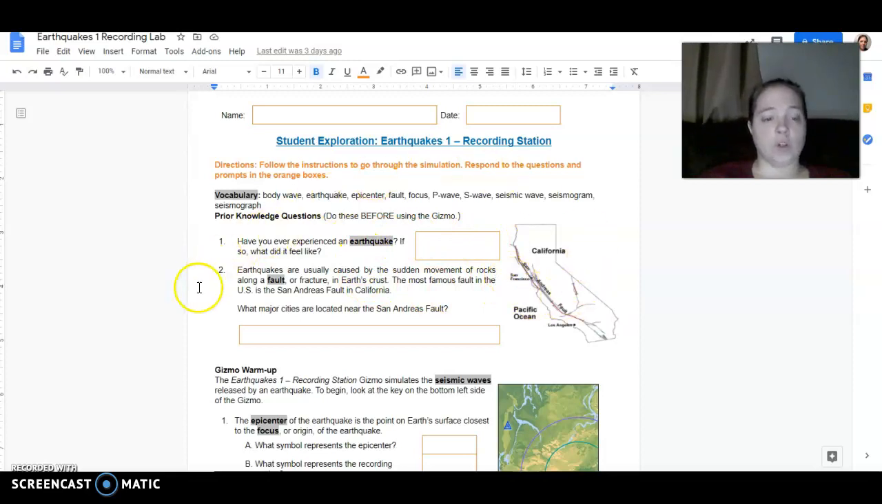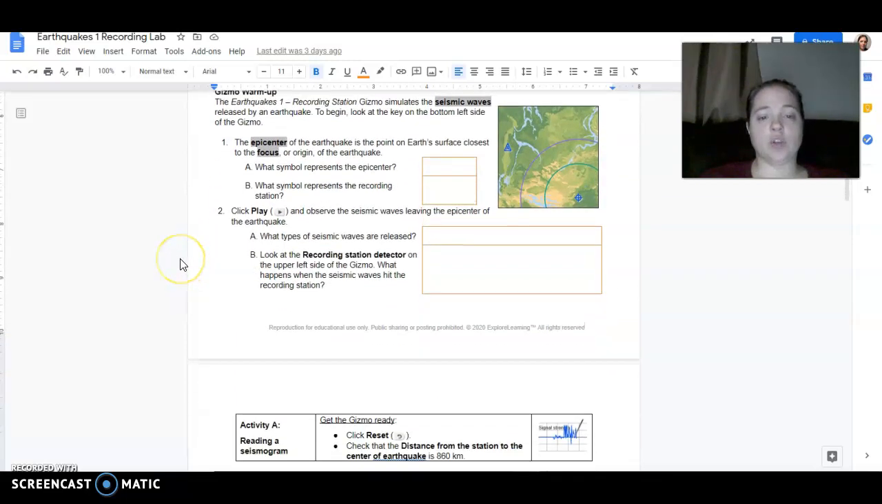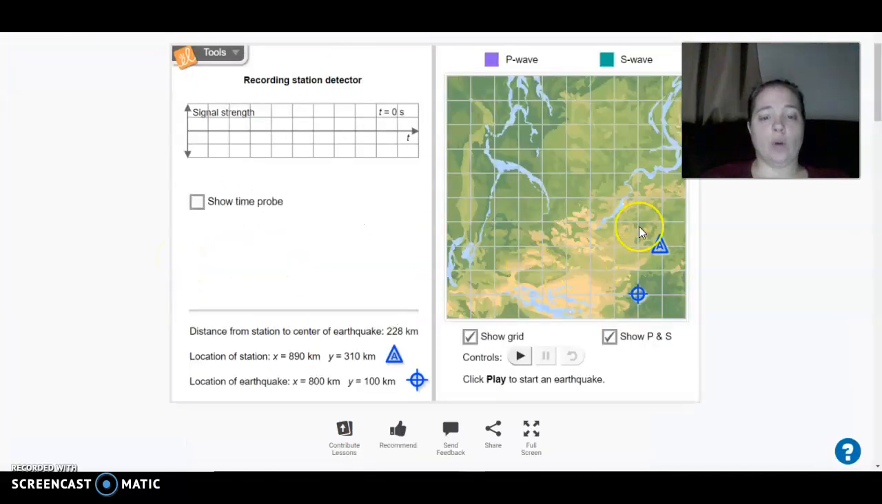So first things first, answer the first two questions. A lot of this is going to be asking, what do you think you would feel? So keep that in mind when you're doing this lab. All right. So once you get these two questions done, you're going to scroll to here. You're going to do a Gizmo warm-up.